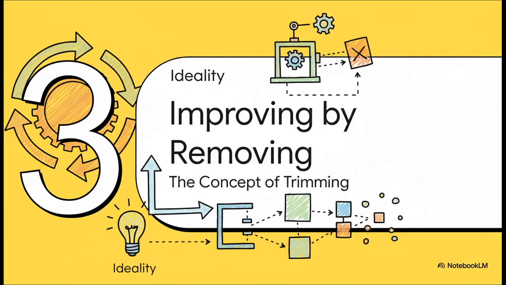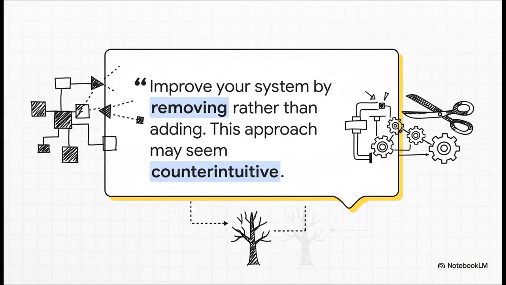So, if the goal is to drive up ideality by cutting costs and harm, how do we actually do that? This brings us to a radical but super effective TRIZ concept, improving by removing. This is trimming. This quote really nails it. The best solution often removes something you defend. Improvement by subtraction feels wrong until it works. This is the absolute heart of trimming.